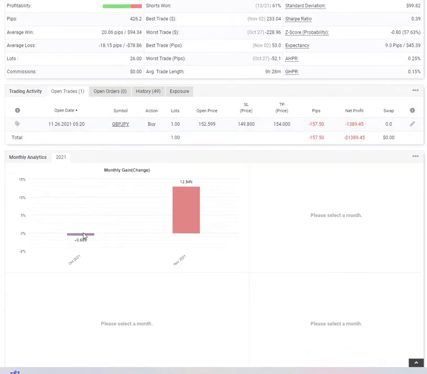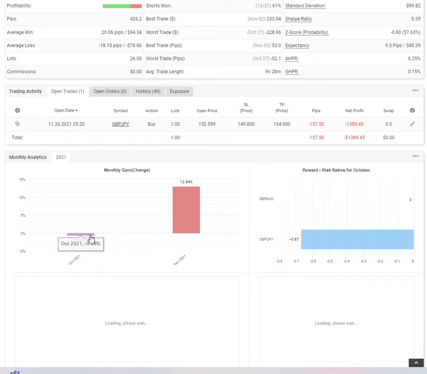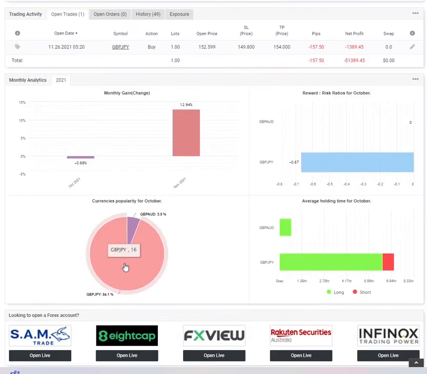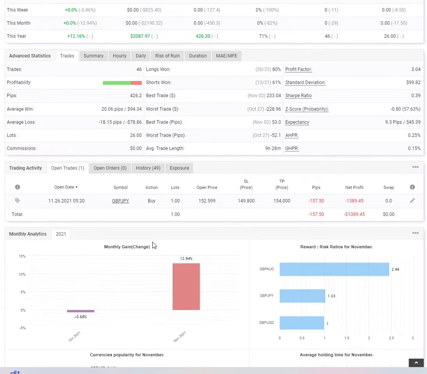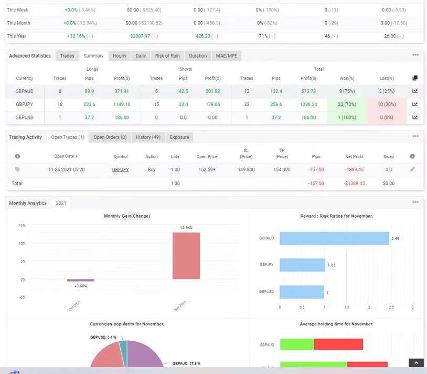Just been trading with us for 2 months, minus 0.68% in October, where we can see you only traded one major pair, the pound yen, and come November now, you traded pound yen, pound dollar, and pound AUD. And overall, you've achieved your 10%. So this is well done. Congratulations. Looking at your summary of trades, you only traded three pairs.